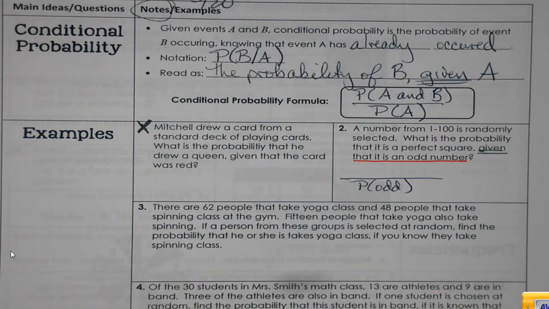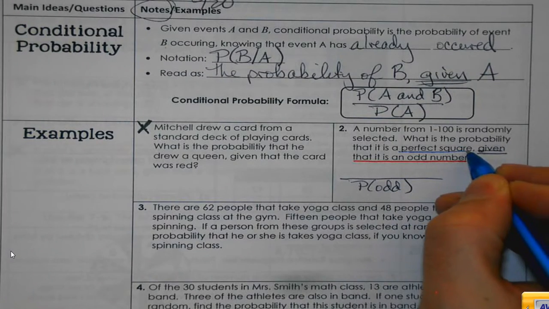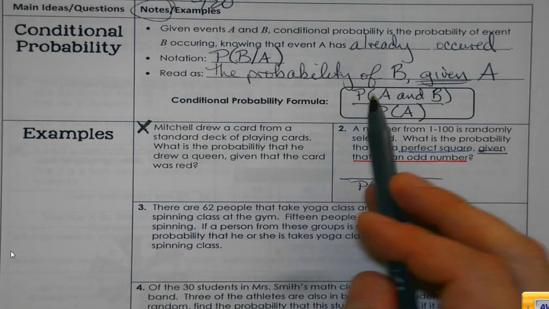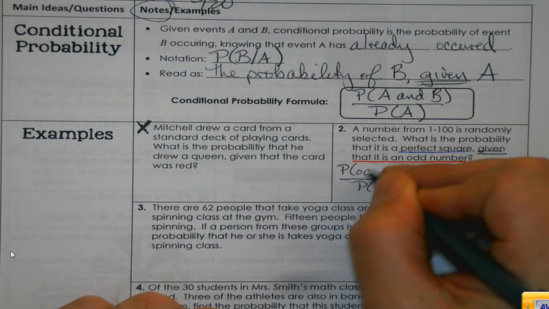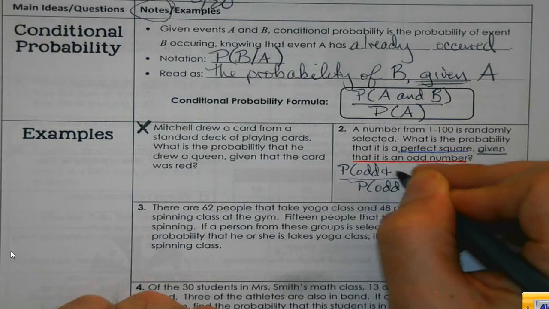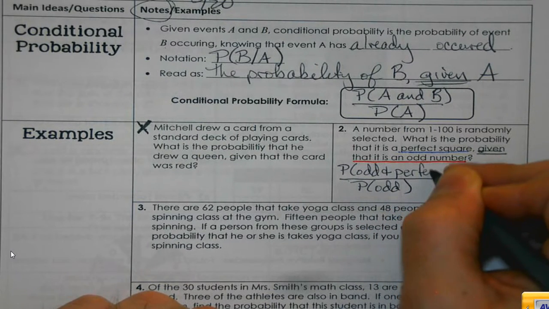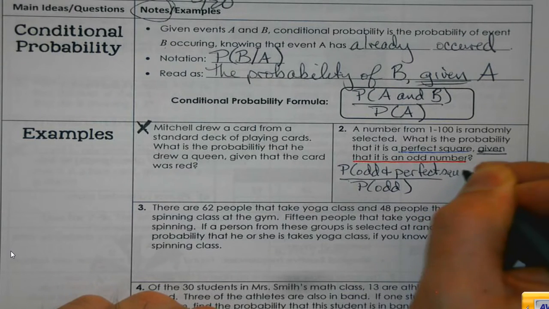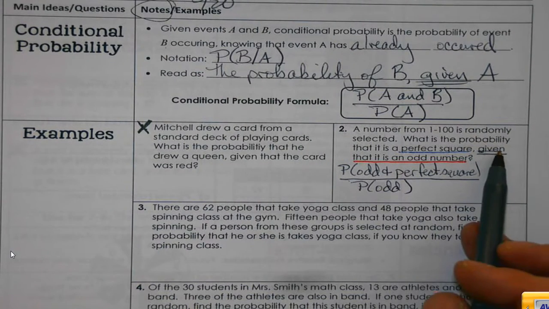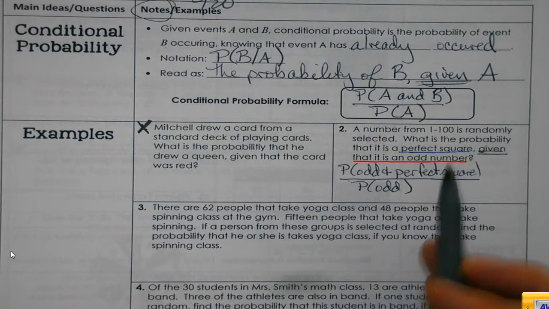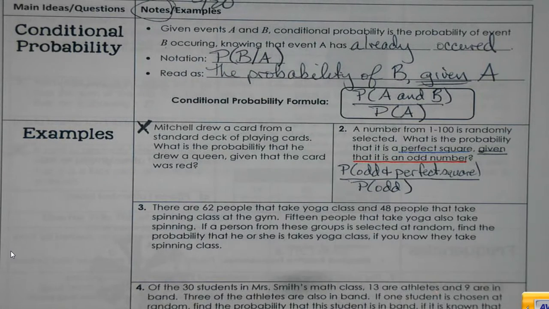So then, okay, what's this B then? What's the probability that it's a perfect square? But notice up top, it's the probability of A and B. So the probability of it being odd and a perfect square. And that's going to be the difference with these. Whatever's after given goes on the bottom. And then that plus the probability that I'm looking for goes on top.